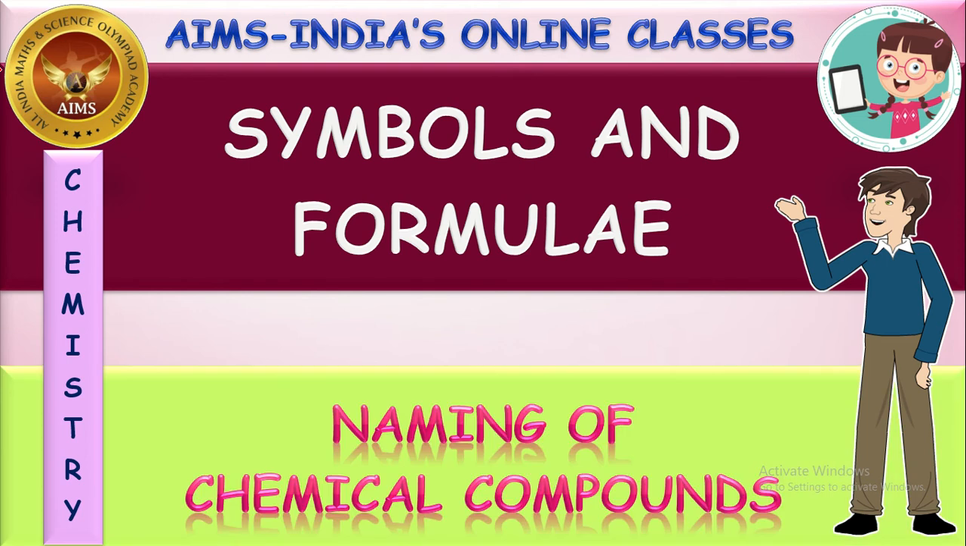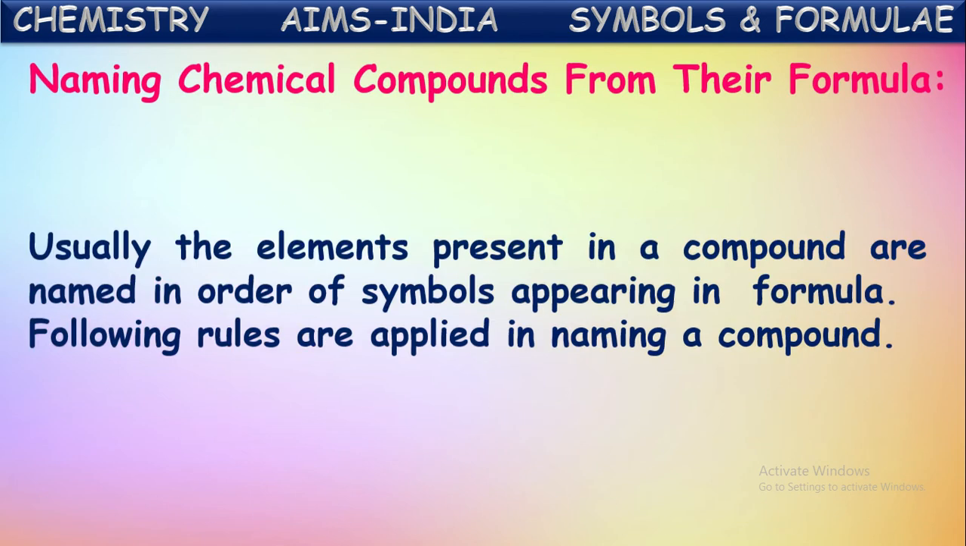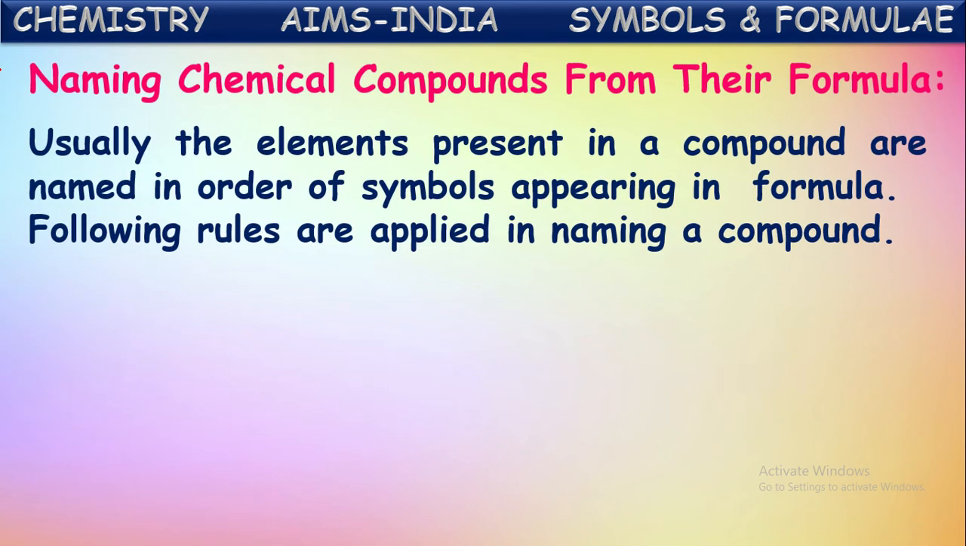Now in this session we are going to see about naming of chemical compounds by using their formulae. So by knowing the formulae, how to name a compound, we are going to see now. That is naming of chemical compounds. Usually, the elements present in a compound are named in order of their symbols appearing in the formula. So based upon how the symbols appear in the chemical formulae, the names of the compounds are given.